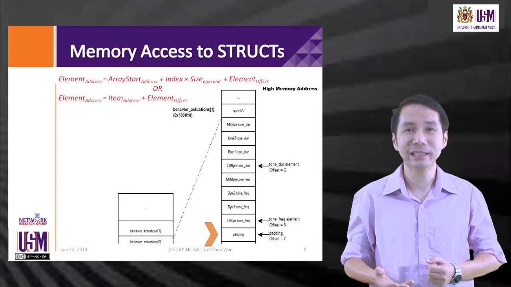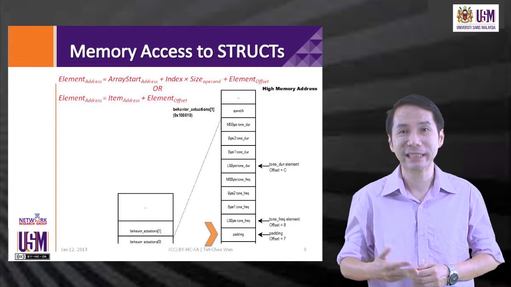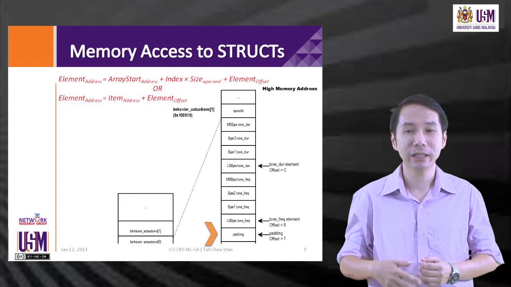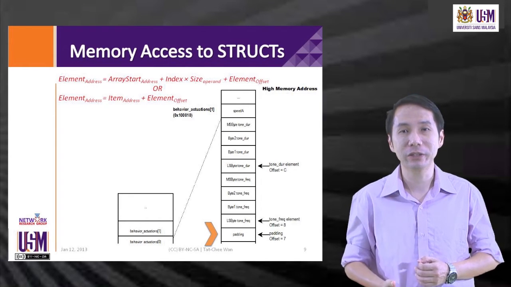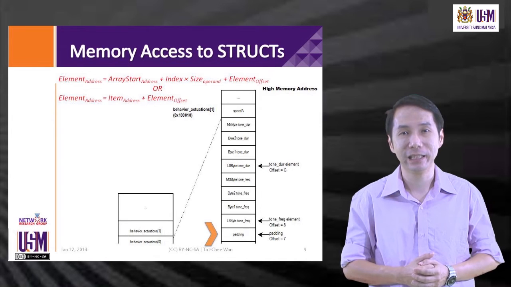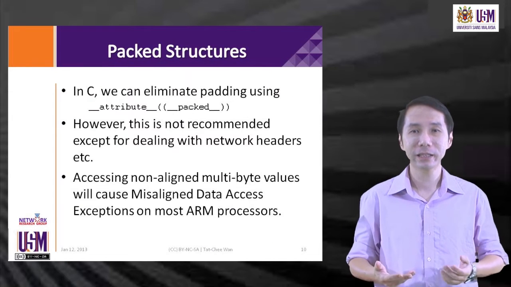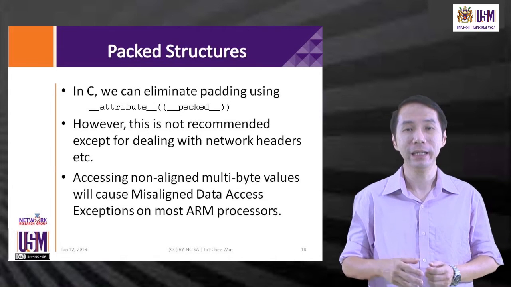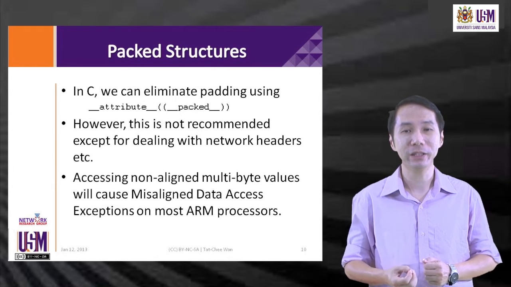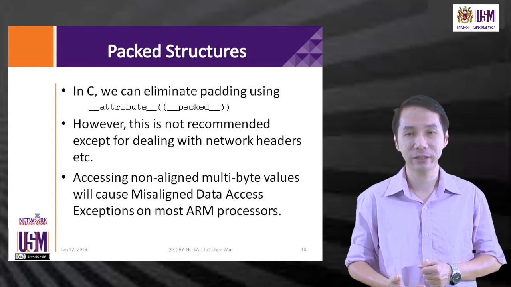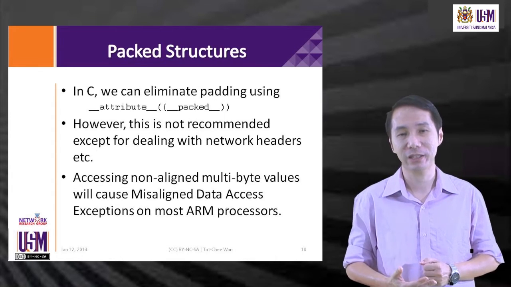When we look at the detailed memory map of this structure, we notice that offset 7 is used for the padding byte. This allows us to start the tone frequency variable from offset 8, which is divisible by 4, otherwise known as word aligned. Now there are cases where we do not want to insert the padding into our data structure. In C, we can eliminate the padding using the attribute packed directive through the C preprocessor.